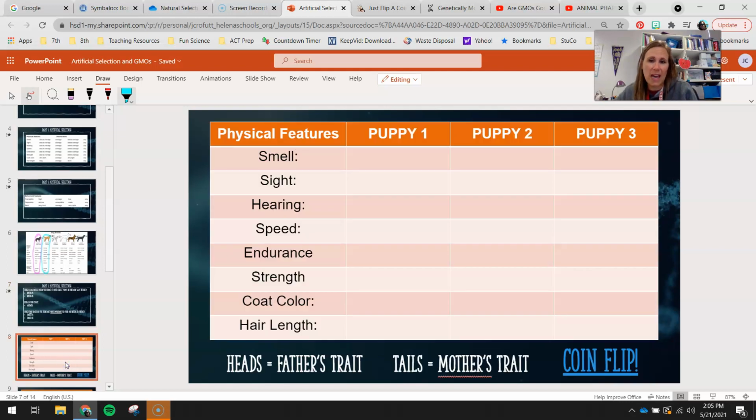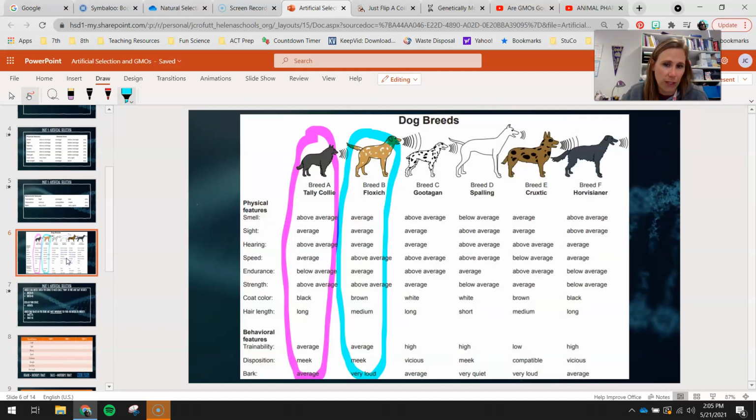Okay, then we're going to take your 2 parents, your mom and your dad dog, and we're going to produce 3 puppies and see which puppy you think is going to be best suited for the job. So this is kind of similar to an activity that we did back in genetics. So what you're going to do for this is we're going to go to our table here, and the first trait we're going to look at is smell.